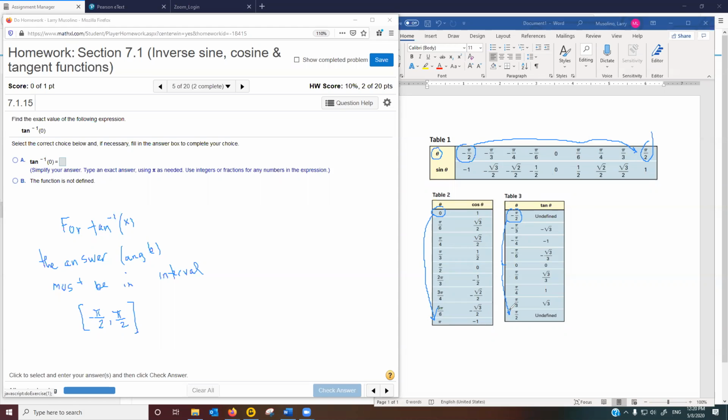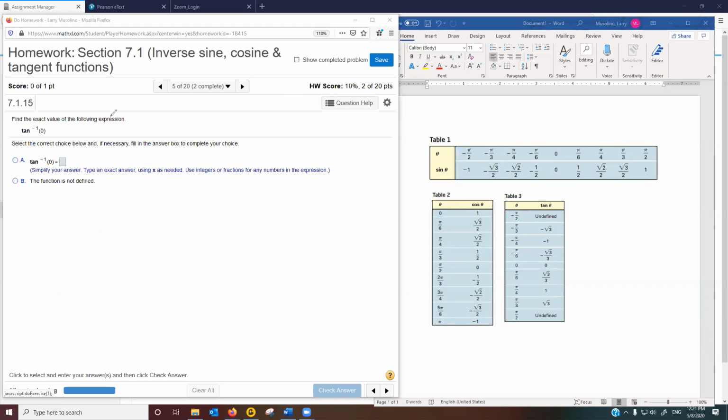All right, well, they're giving us here the inverse tangent of 0. So I'm going to need to know what angle has its tangent of 0. Well, here's the tangent of 0. That angle is the angle 0 radians or 0 degrees. So again, for this one, the answer is going to be 0.